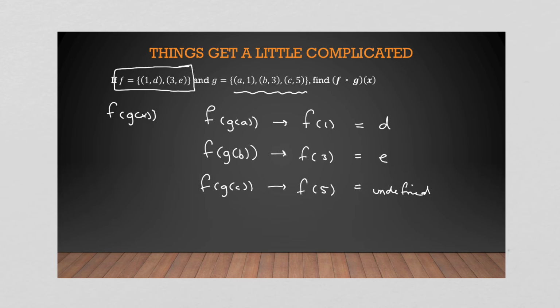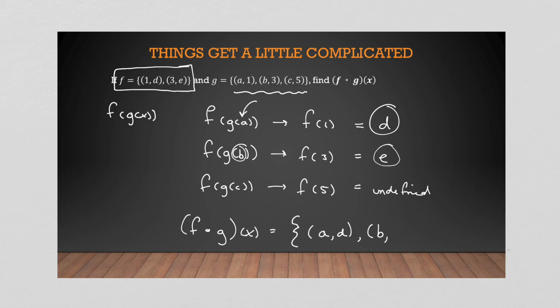So what do I get for my composite function? My f of g of x is given by only the coordinates I can create. So a from my g, and then the output from my f of g, so a comma d, and b from my g function, and the output of the whole thing, b comma e. And again, that is all I have, that's all I can do. So let's keep going.